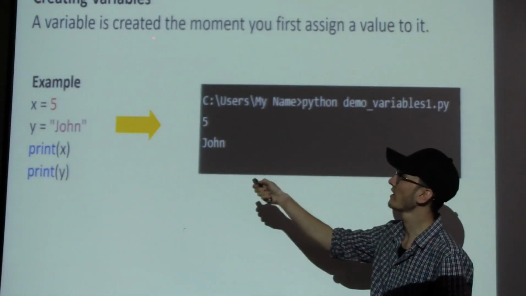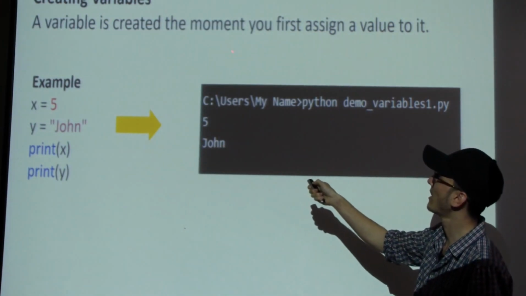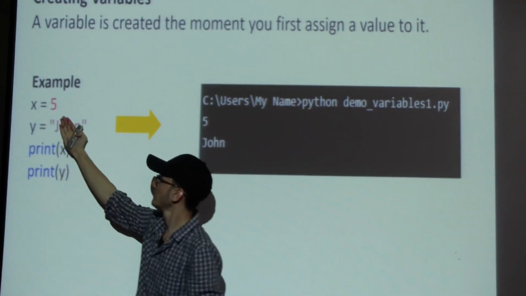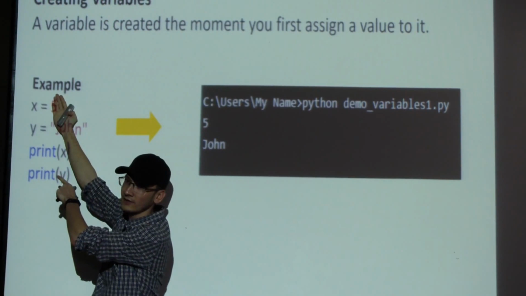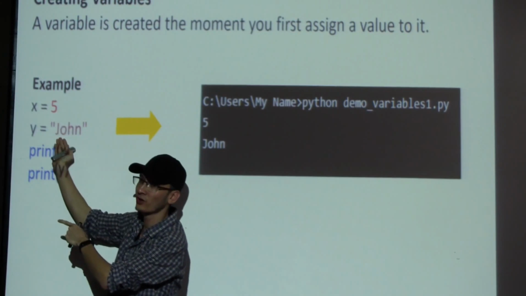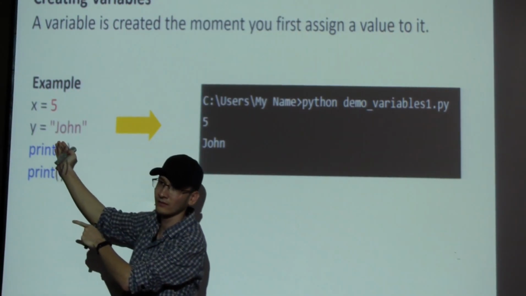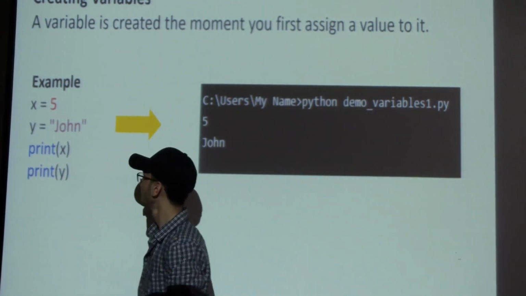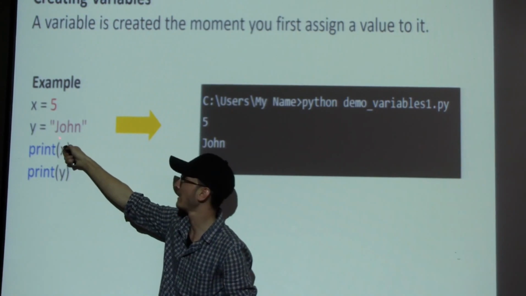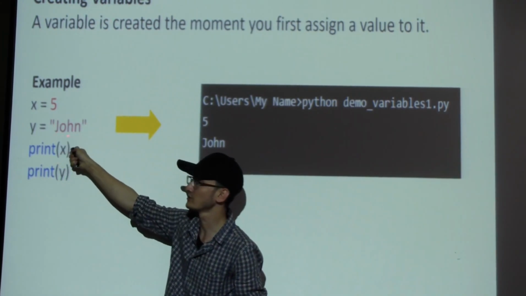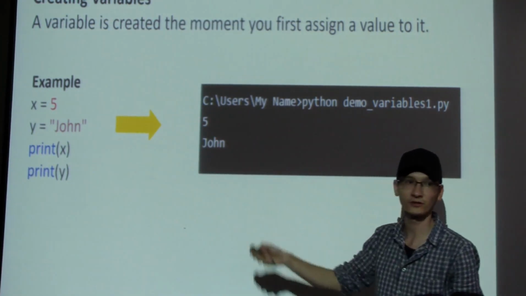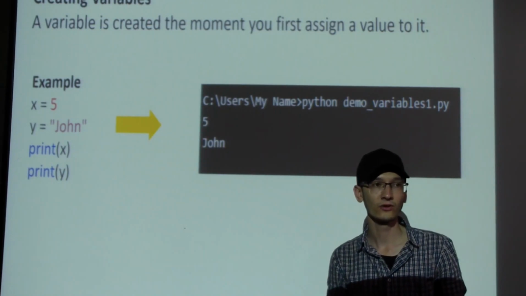Now, creating variables. A variable is created the moment you first assign a value to it. Here, we created variable x and y. When we assign value to it, 5 and John, it will be variable. Now here, this 5 goes to the memory, and now x is 5, y is John. Print x, print y.